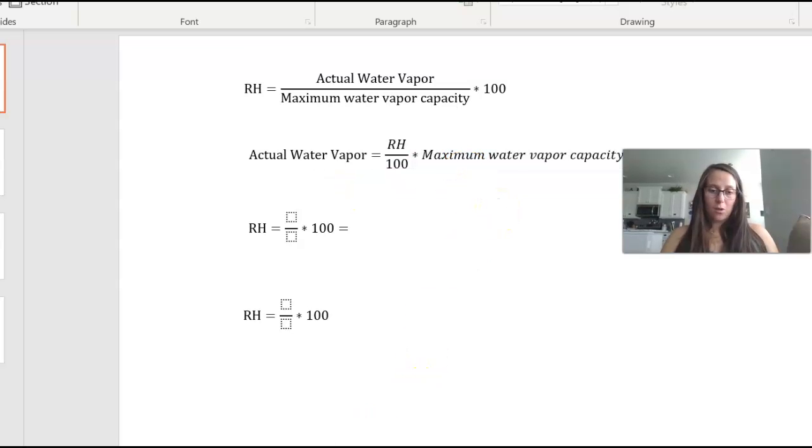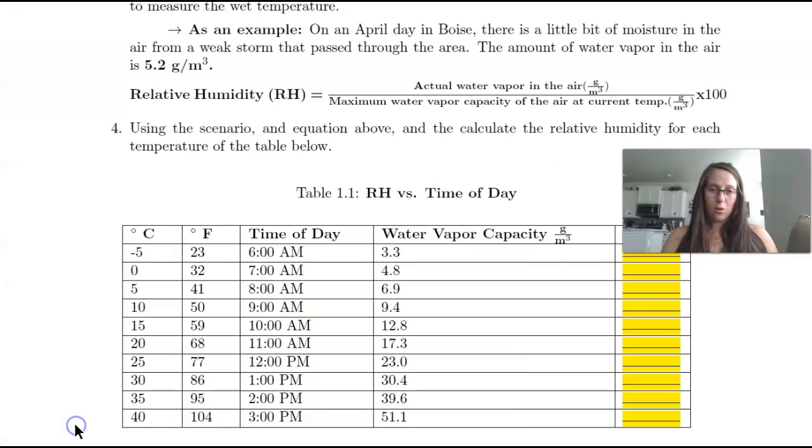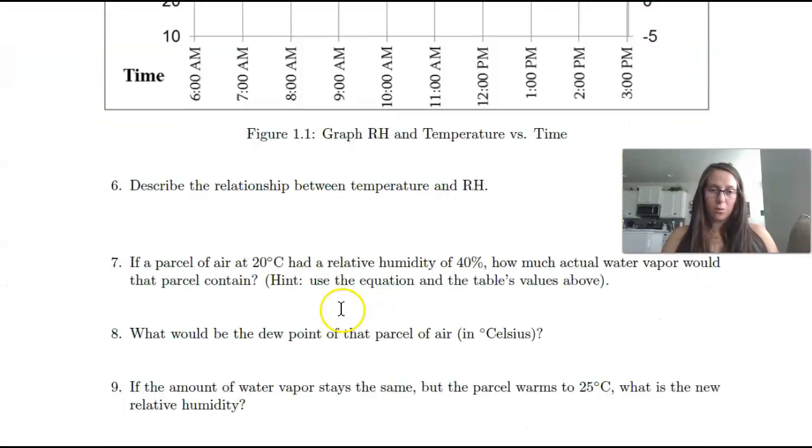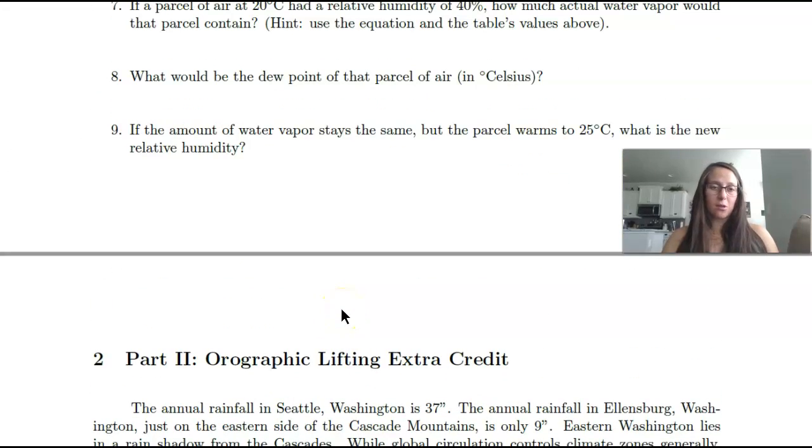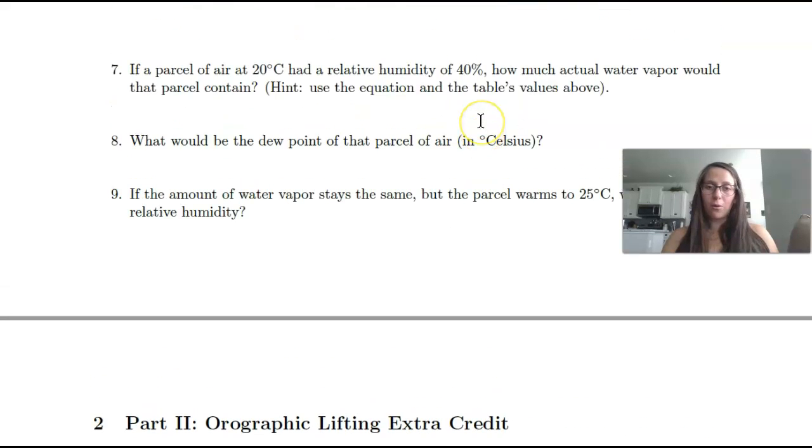All right. So now we move on to question 8. Question 8 says, what would be the dew point of that parcel of air? So remember, the dew point means that it's at saturation. So the air can no longer hold any more gaseous water, right? Any more water vapor. So being that what it is, what does that mean that the relative humidity will be? So I'll let you think about that.